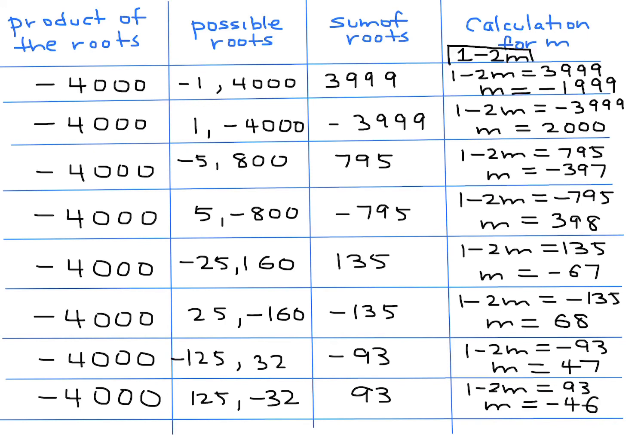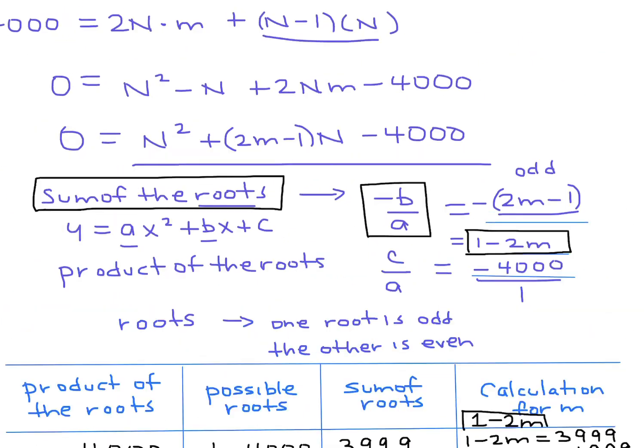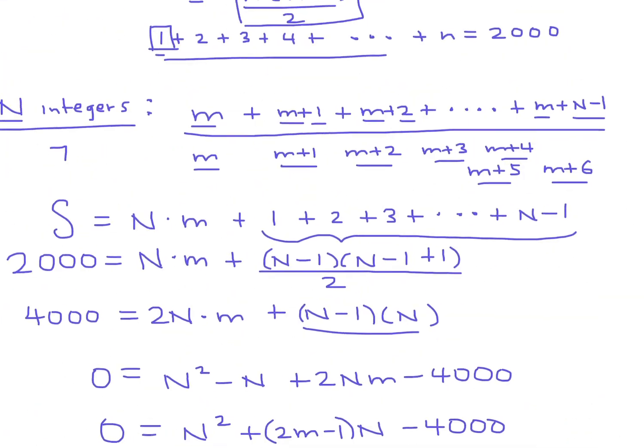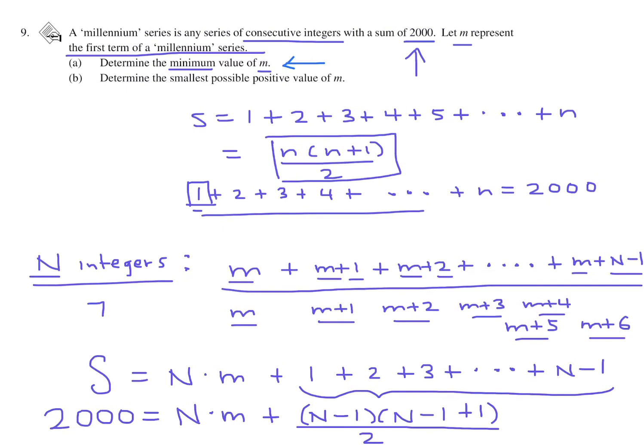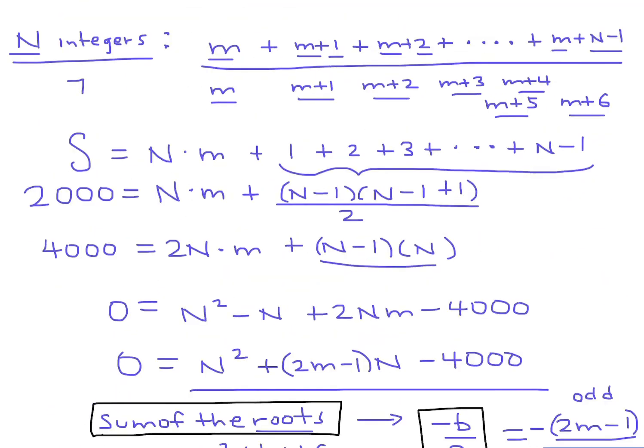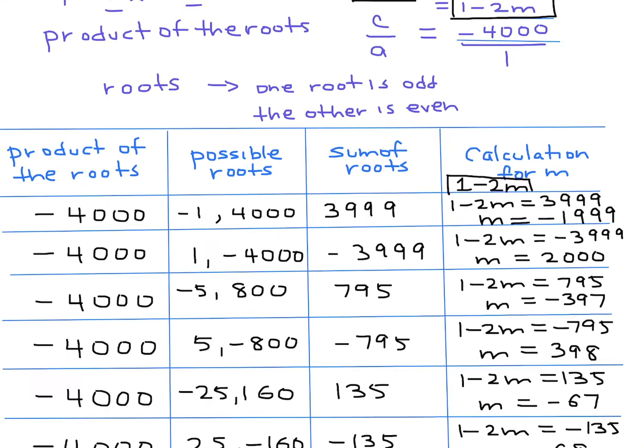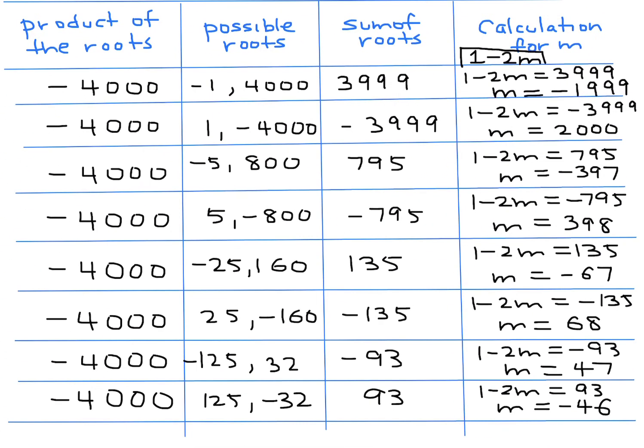All right, so let's go back and read the question, figure out what they're asking. Determine the minimum value of m. Okay, what is the minimum value of m? Look at all our m's and figure out what is the minimum m. And it looks like the minimum is right here. Minus 1999. That's the smallest value of m, minimum value of m.